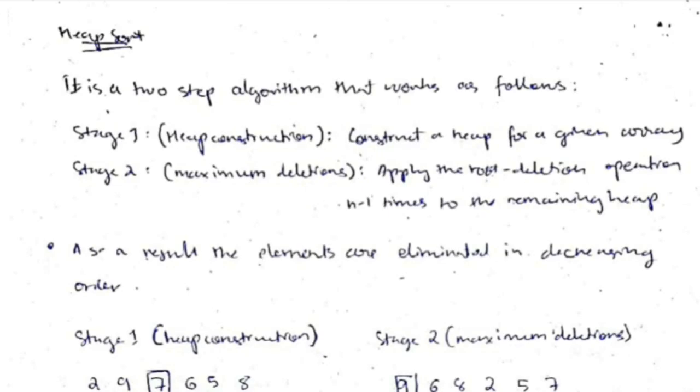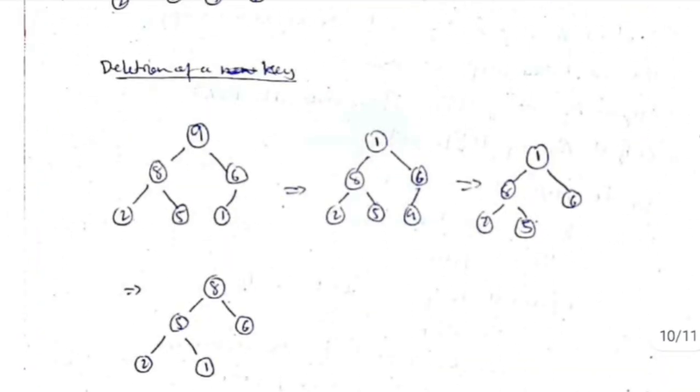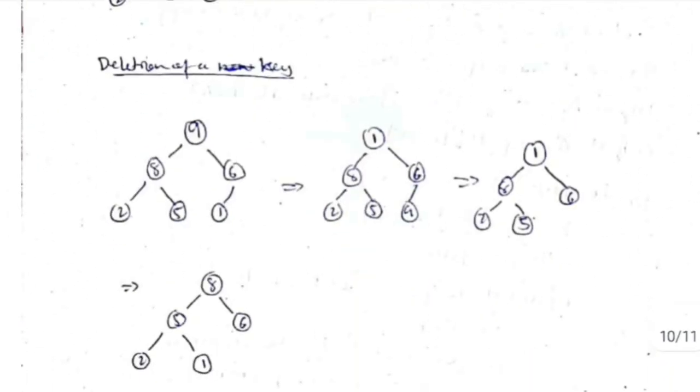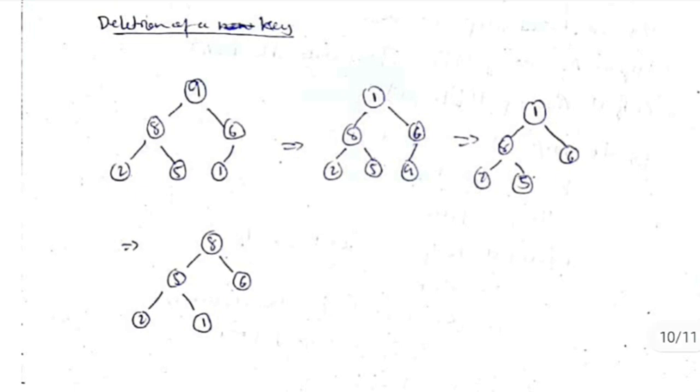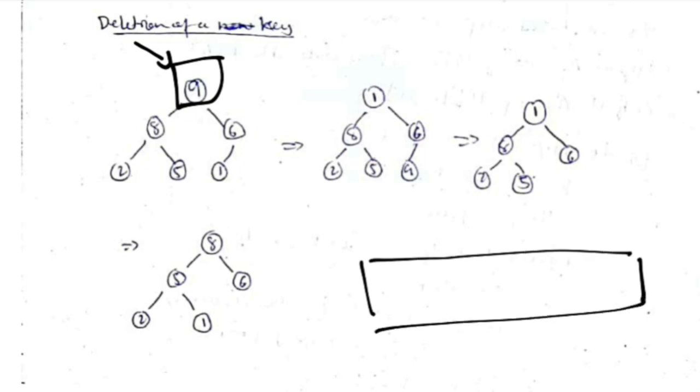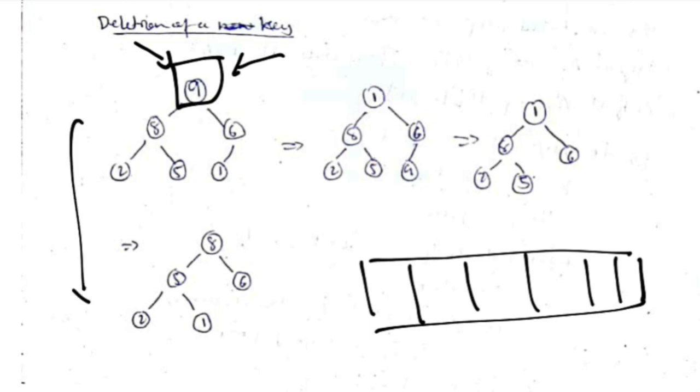Coming to heap sort, we'll be performing two operations. First is heap construction and then maximum deletions. As you observed in the previous case, the maximum element will be placed at the top, right? This is the maximum element. So to sort the array, we'll be sorting in descending order. This is the maximum element, so we'll do this same step and delete the root node.